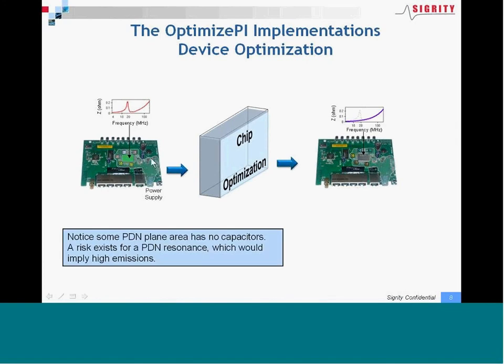However, as you can see from here, there are some areas that have no capacitor at all. So this area can also cause EMI radiation. Because when we're doing this device optimization, we're mainly focusing on the device, and on this area, there could be an impedance peak that the device optimization will not reduce at the minimum. So this is the device optimization.